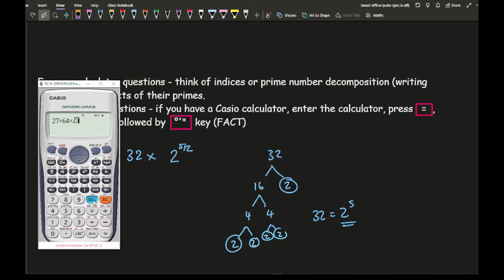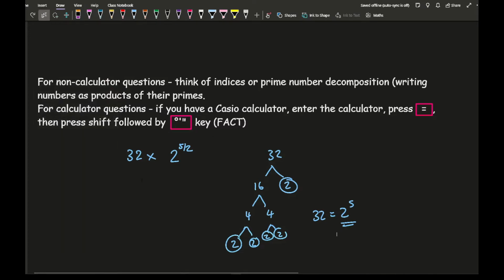So let me just edit that and just go for 2 to the power of, let's say 10, and multiplied by 3 to the power of minus, I think it's the minuses that's triggering this off. Let's go for 7. Press equals, gives me a large number, but if I press shift and this fat key, it will then automatically give me the answer in index notation as powers of 2 and 3. So that's one way you could do it on a calculator.